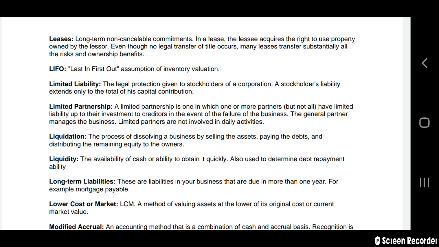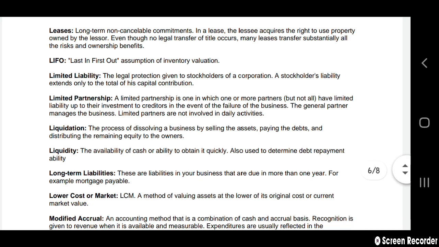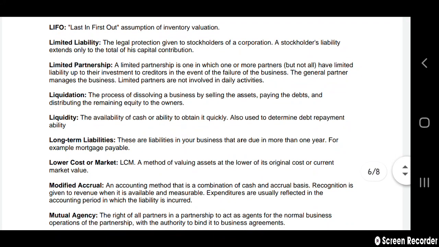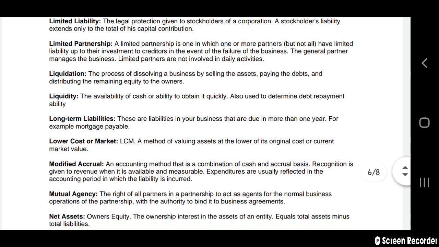Next, LIFO, that is last in, first out. It is an assumption of inventory valuation. Next, limited liability. The legal protection given to stockholders of a corporation is the limited liability, and a stockholder's liability extends only to the total of his capital contribution.